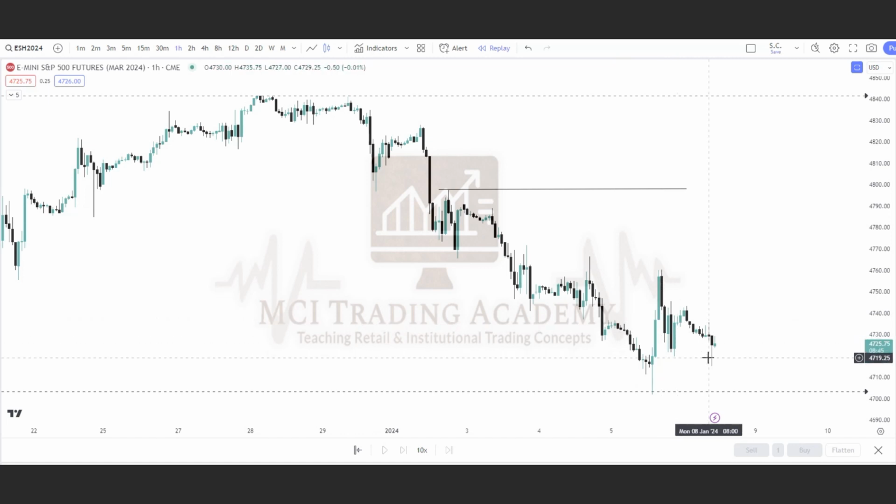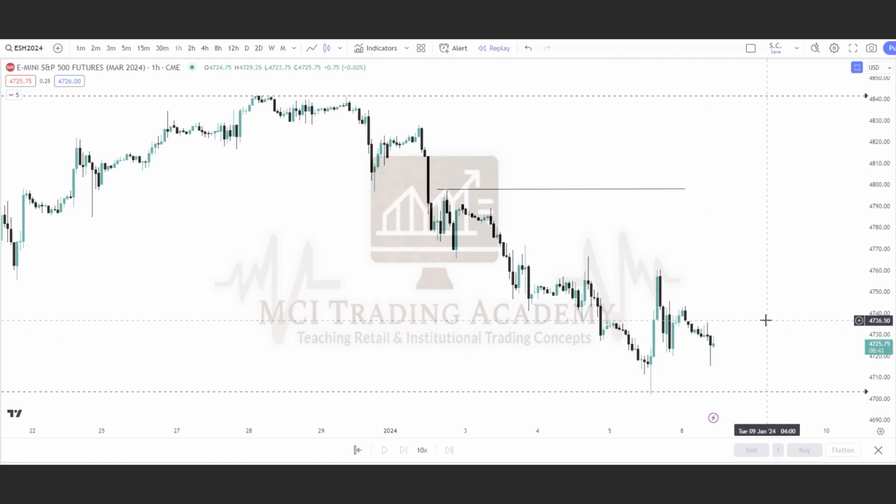You see how simple it is, guys. Okay, so trading doesn't have to be complicated. Literally doesn't have to be complicated. Why do we have to complicate it so much?